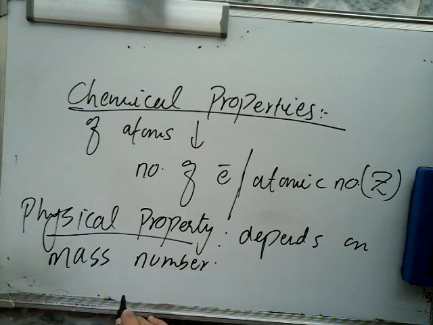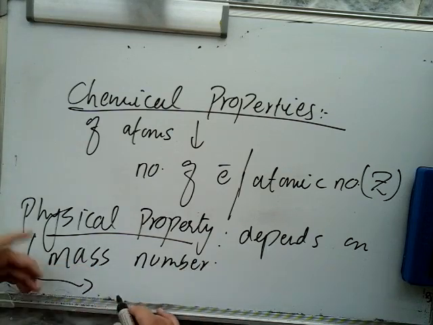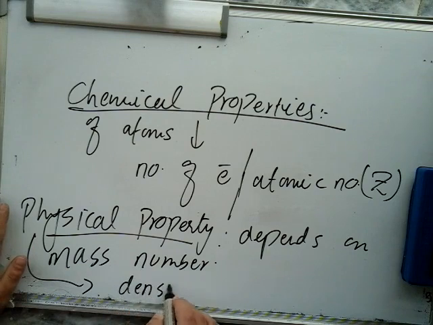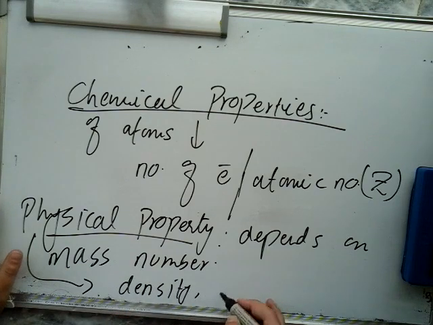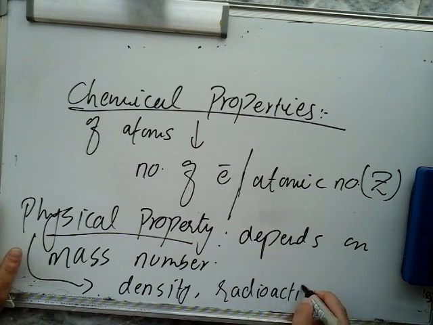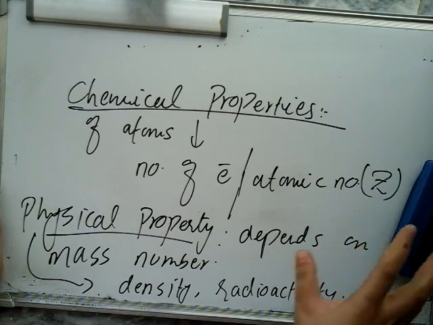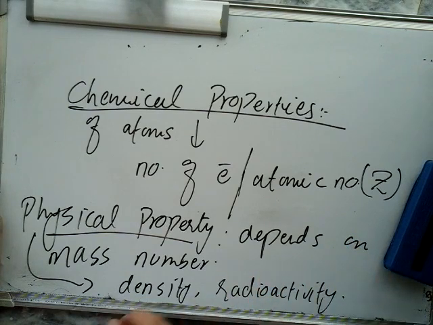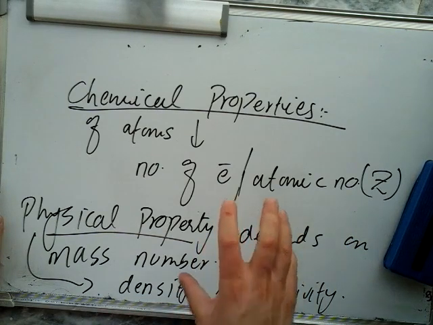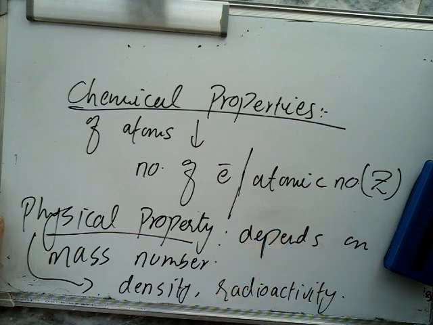What do I mean by physical property? By physical property I mean the density and the ability to emit radiation, that is the radioactivity property. These are the physical properties of the elements. I hope that you have understood the concept, and try to practice calculating the mass number and neutron number of isotopes.